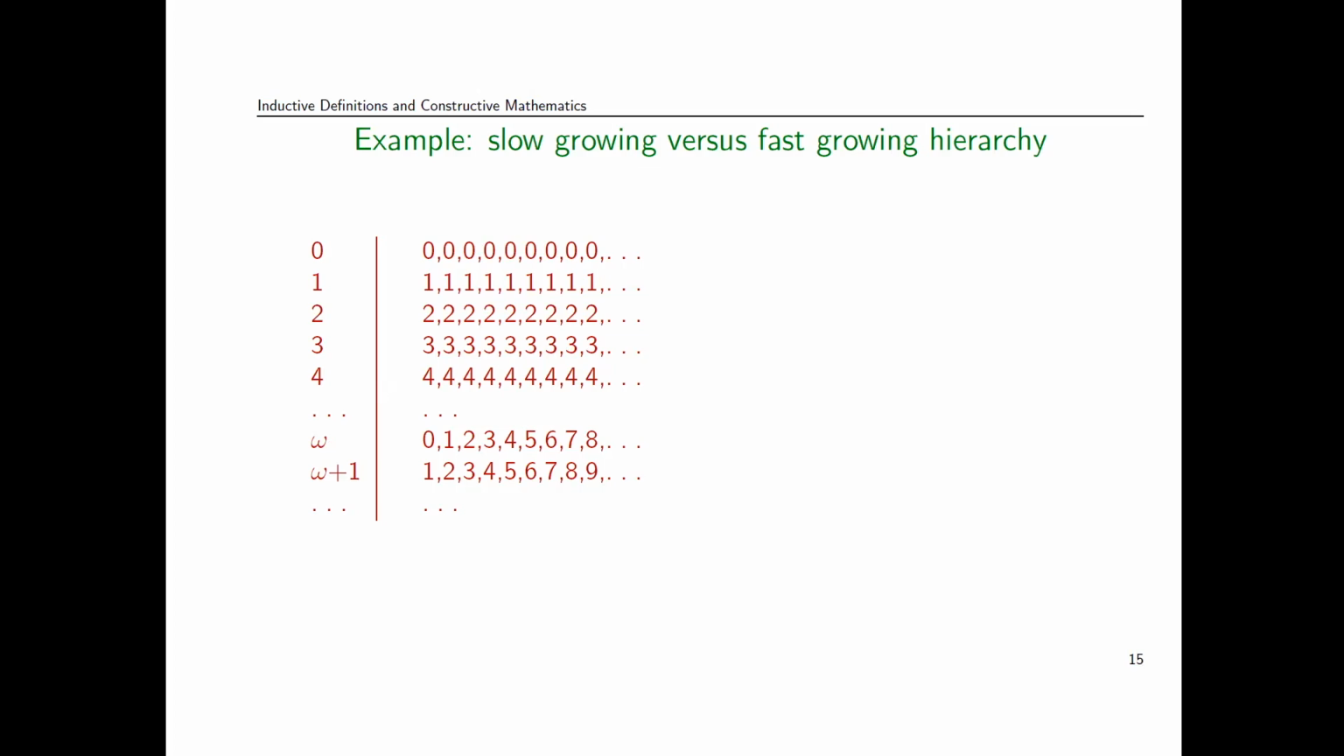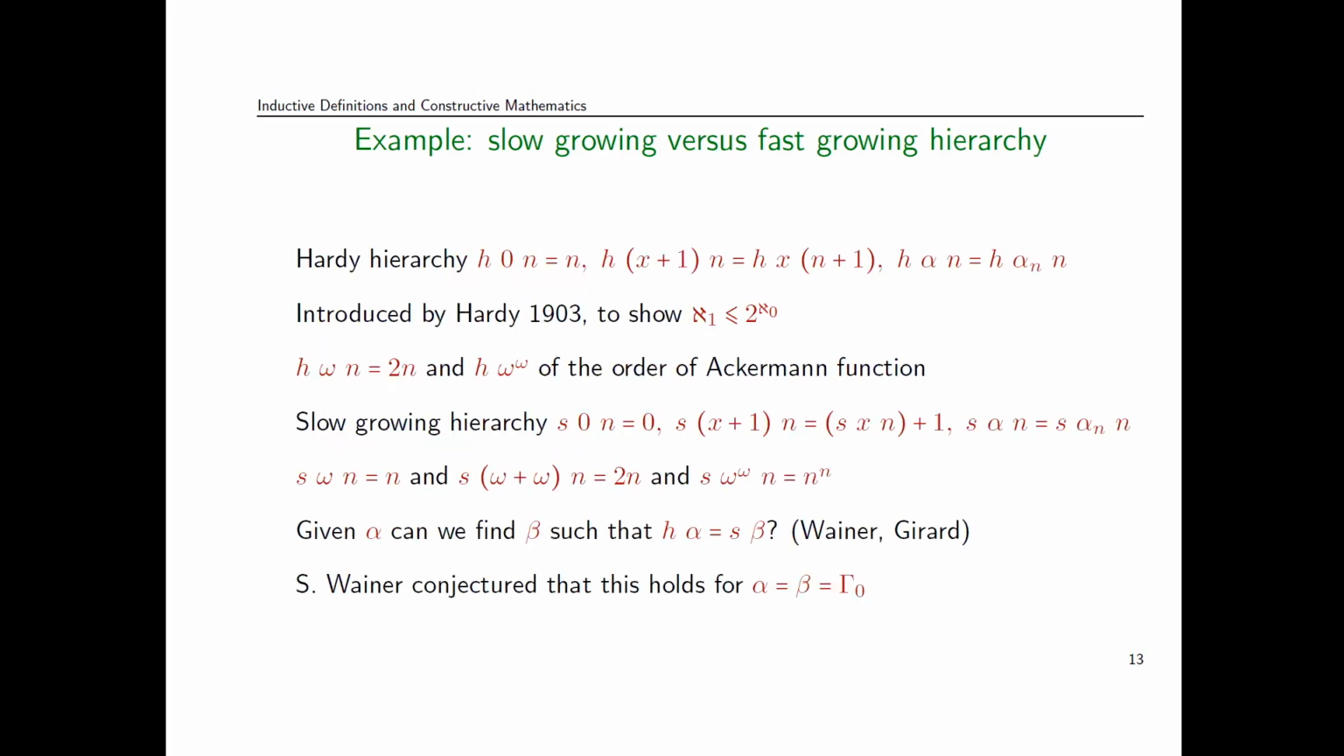And the goal is to see if these two hierarchies can coincide. The first hierarchy is called H, the second is called S. The problem is: given alpha, can we find beta such that H of alpha is equal to S of beta? Another problem is, can we find alpha so that H of alpha is equal to S of alpha? Wainer conjectured that this holds for alpha equal to gamma 0, the Feferman-Schütte ordinal. But actually, this is not the case.